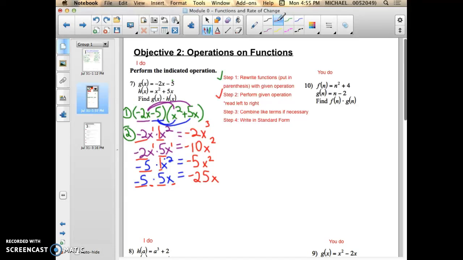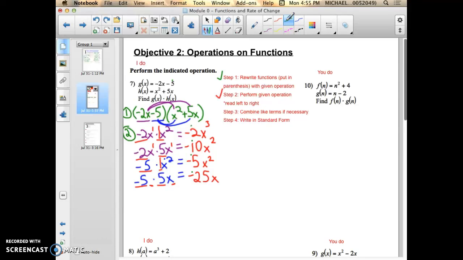Now, step 3, I'll switch back to green. Step 3 says combine like terms if necessary. You won't always have to do this step. In this case, you do have to do this step, all right? And what jumps out at me when I'm doing this problem is like terms. I look to see if there are any like terms between these 4 that I just found. And if you remember, a like term is a term that has a variable with the same power.